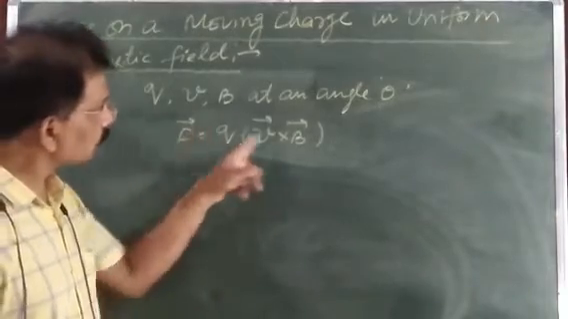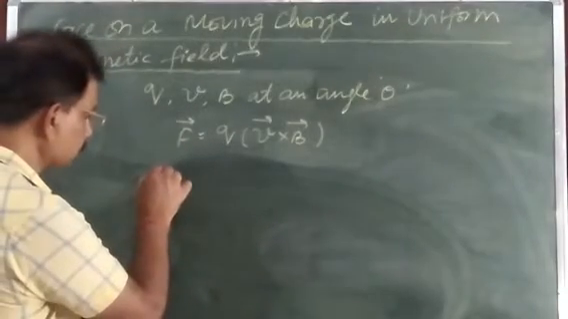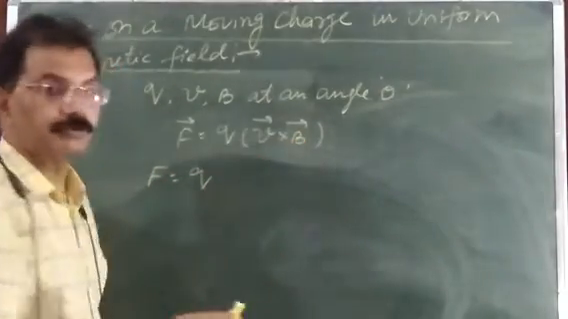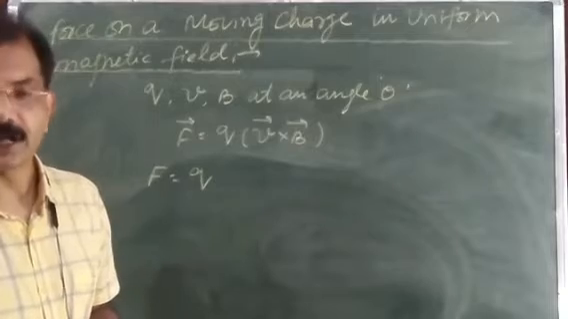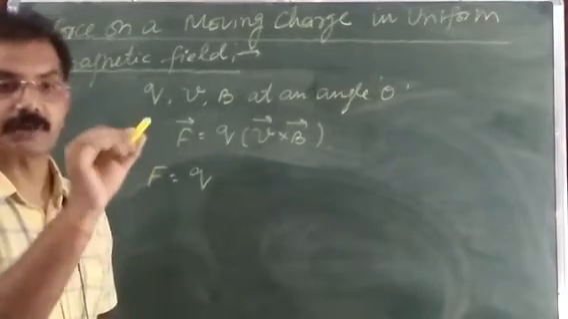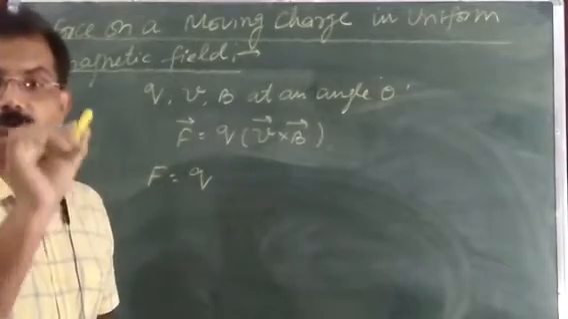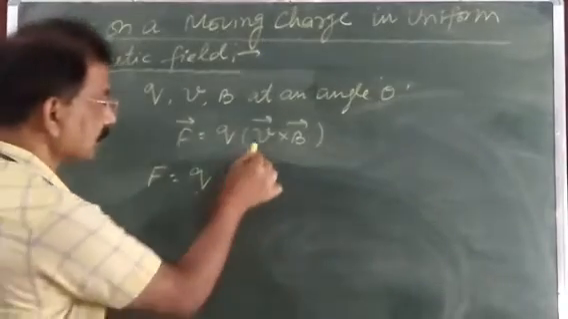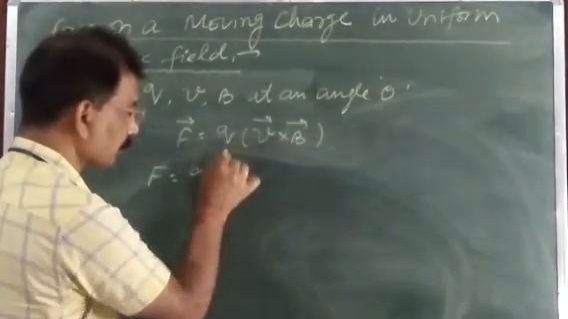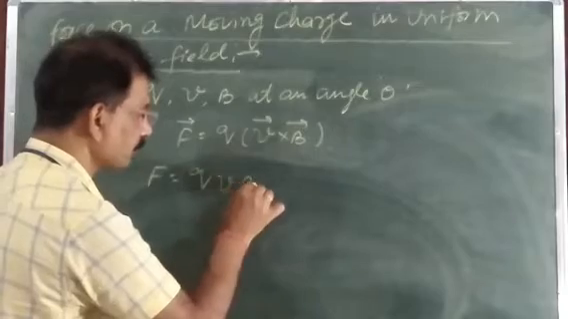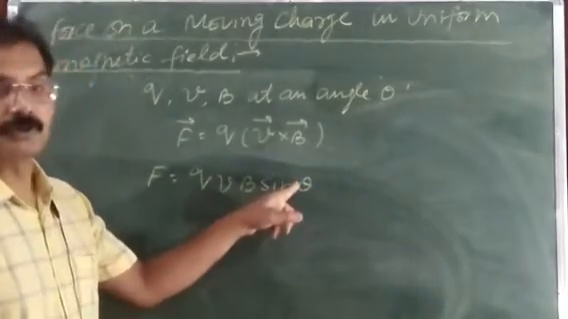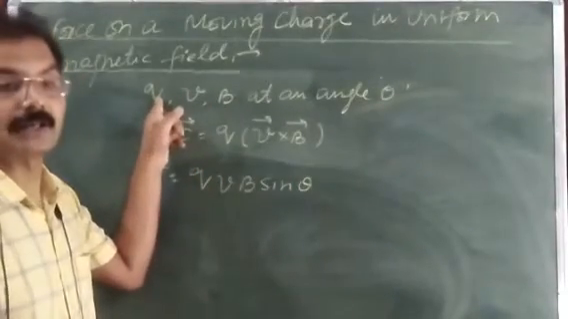And the magnitude of this force, F is equal to Q V cross B, is equal to Q V B sine theta. Like we already studied in class 11, the cross product of two vectors, vector A cross vector B, is equal to A B sine theta. In the same way, V cross B is equal to V B sine theta. So with Q, we can write Q V B sine theta. This is the magnitude of the force experienced by that charged particle.